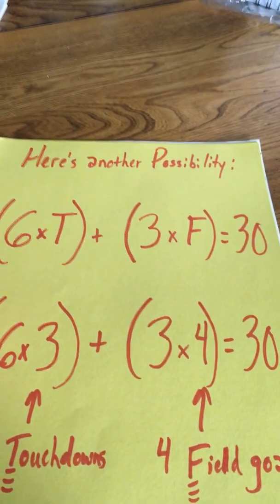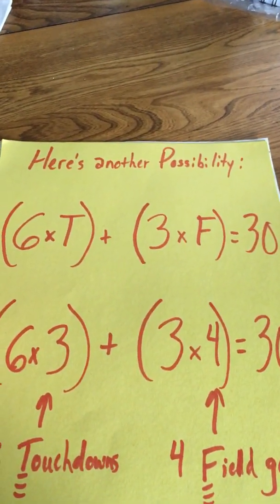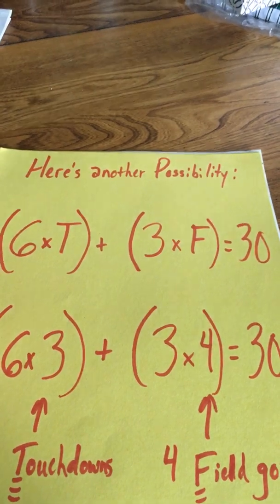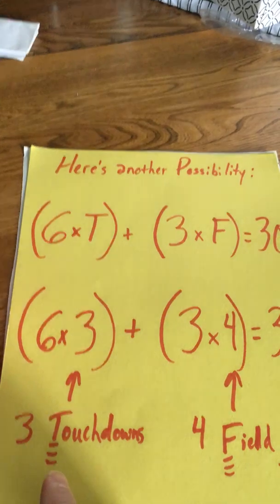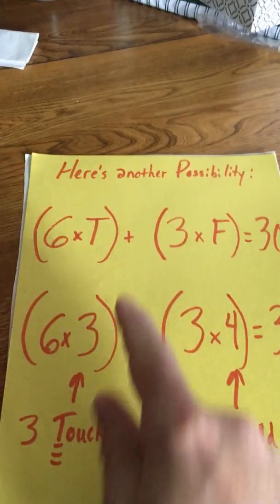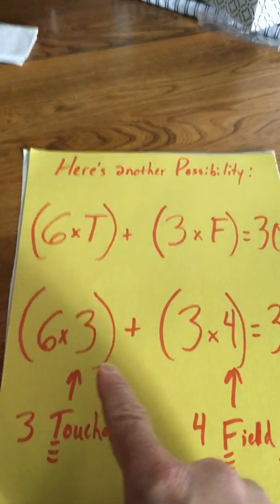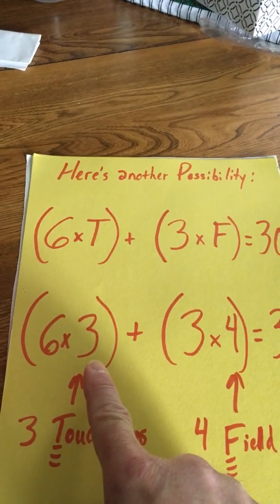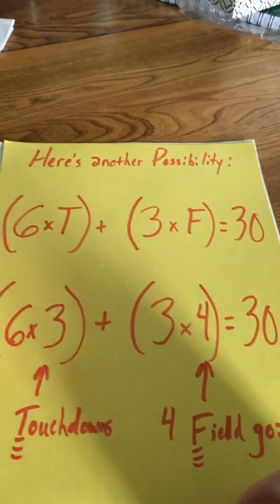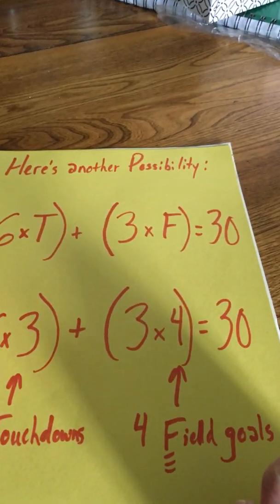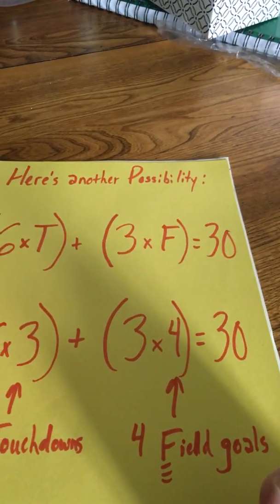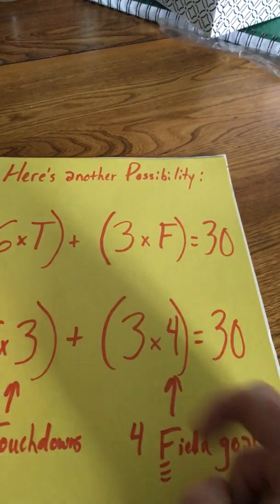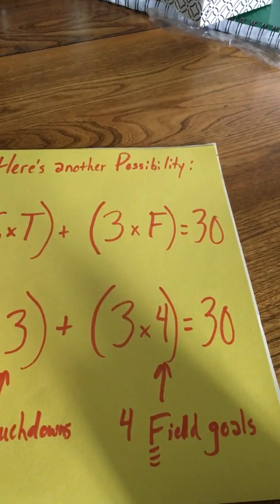Let's imagine that it's a combination of touchdowns and field goals that are making the 30 points. So let's say our team scored 3 touchdowns. T is up here as our variable. We insert the number 3 to stand for the number of touchdowns. What about the number of field goals? Well, the field goal kicker was having an extraordinarily good day that day, at least from the field goal standpoint. He hit 4 field goals.